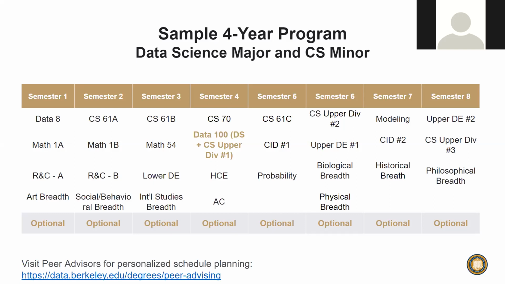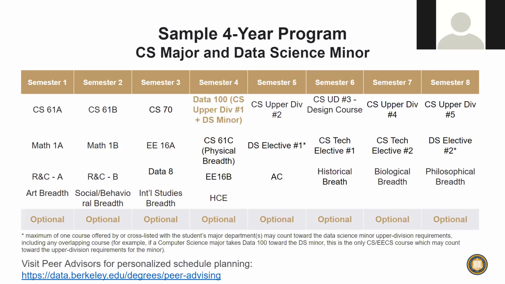Next slide. Next, we have the CS major with the data science minor sample plan. For this one, as I said earlier, you can overlap one upper division class between major and minor. So additionally for this one, Data 100 can be overlapped. Additionally, CS 70 can be used for the data science minor for the probability requirement and the CS major lower division requirement.